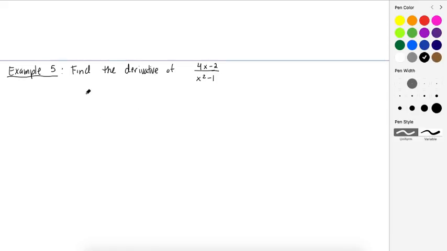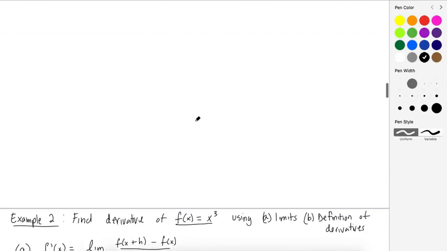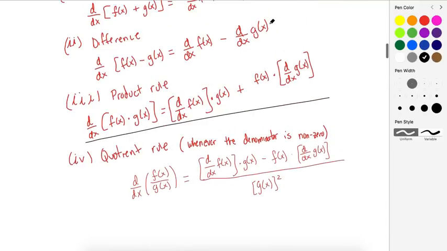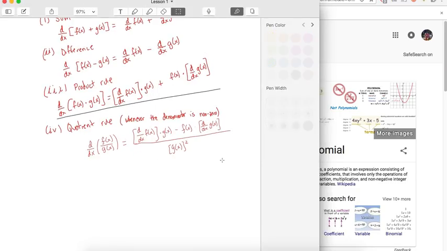Now let's look at this. So we're going to let y equal 4x minus 2 over x squared minus 1, and then we're going to take the derivative of y with respect to x. So the derivative with respect to x is going to be equal to 4x minus 2 over... Okay, so in this case we have a quotient, and we have a very specific rule that we use whenever we're doing the derivative of a quotient, and I'm going to copy it so that you may reference it as we do this problem.